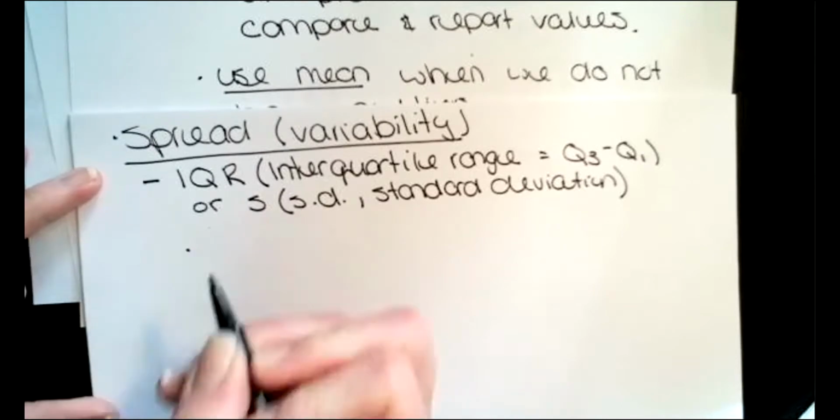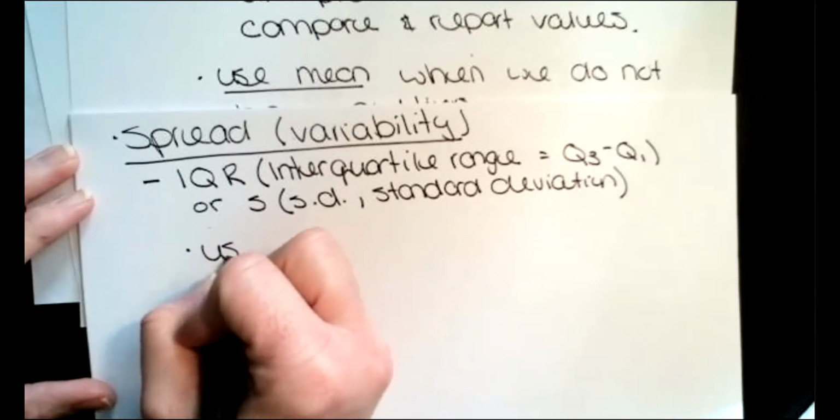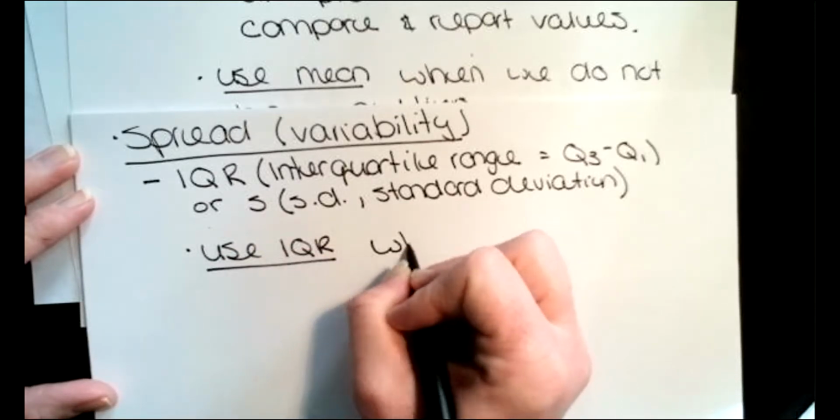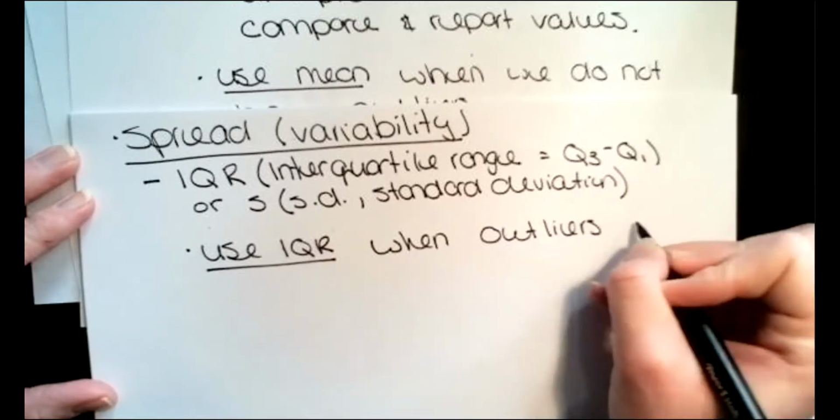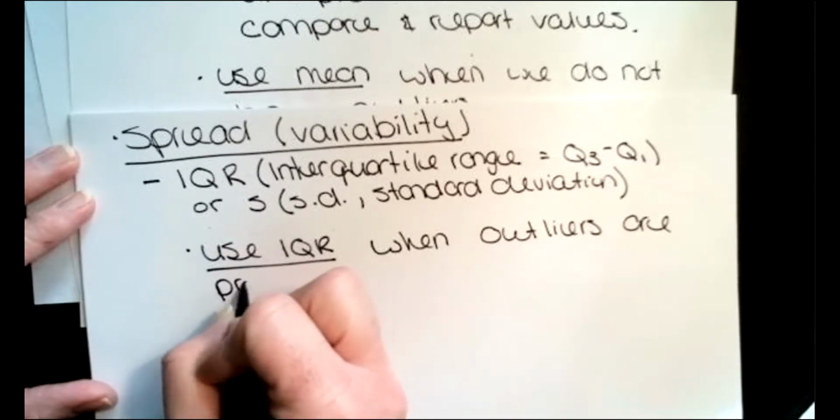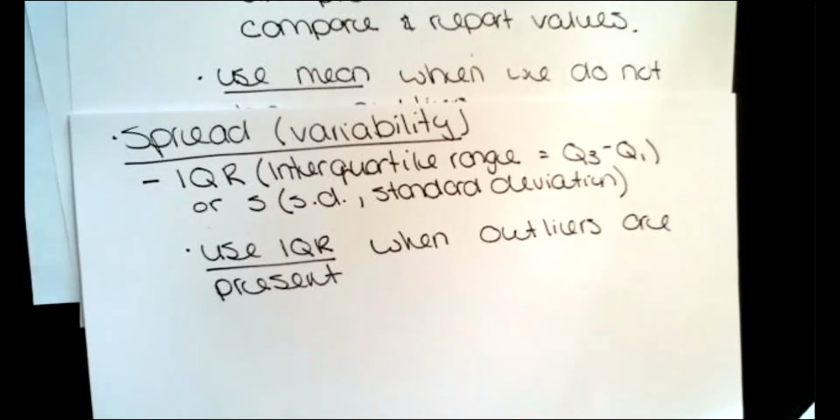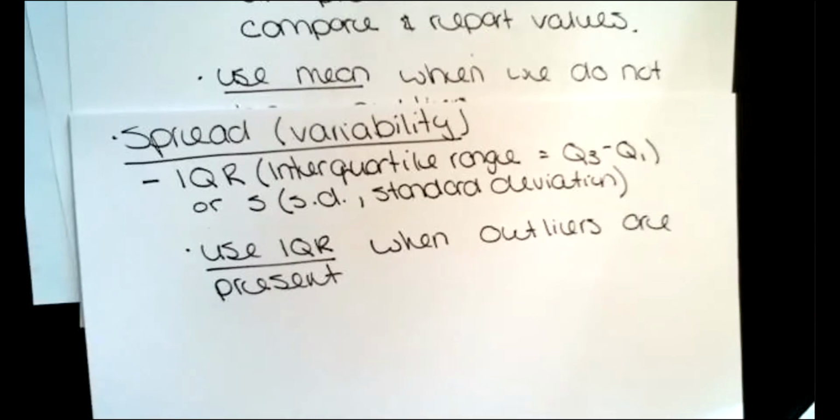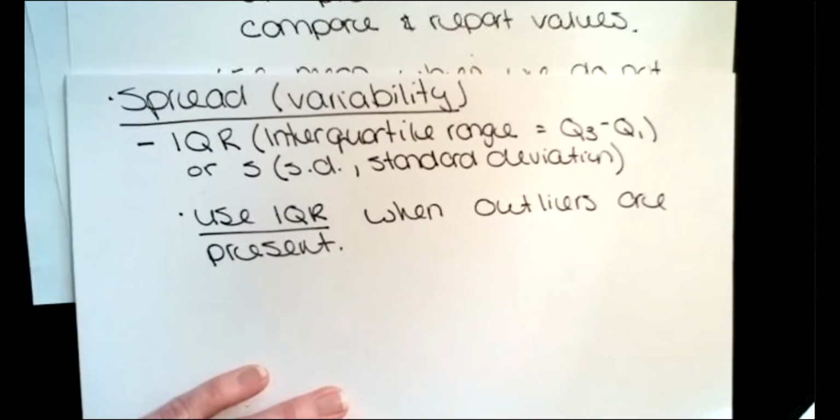So we're going to use the IQR when outliers are present, because again, IQR is very similar to quartile 2, right? Because it's quartile 3 minus quartile 1. It's resistant to those outliers. So when we have outliers, we use the IQR for the spread of our data.